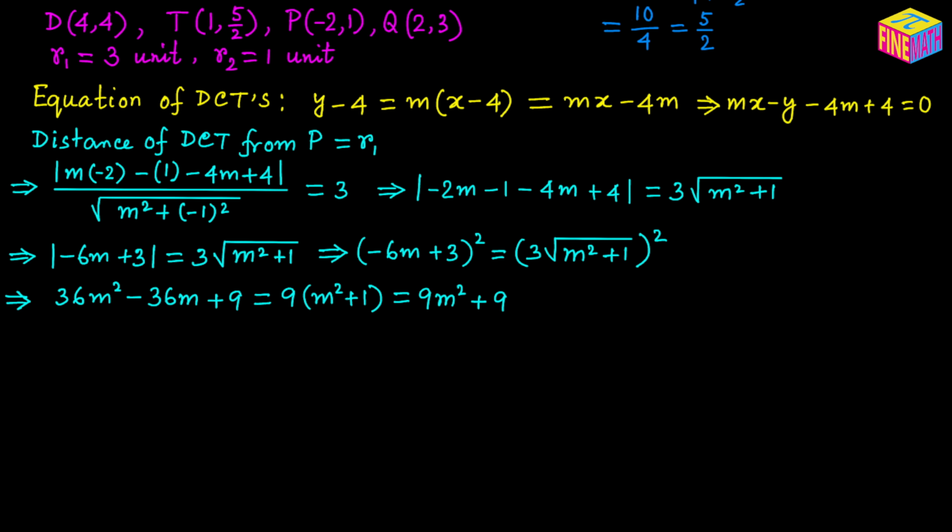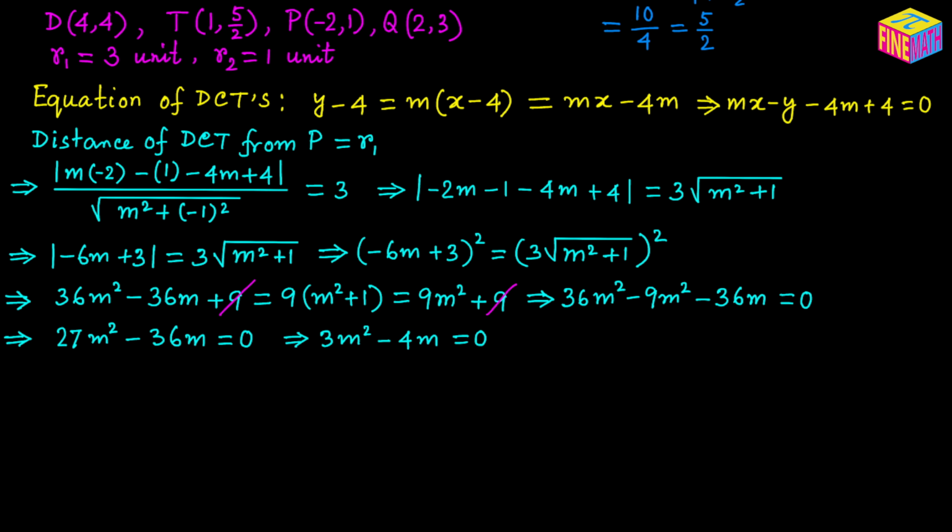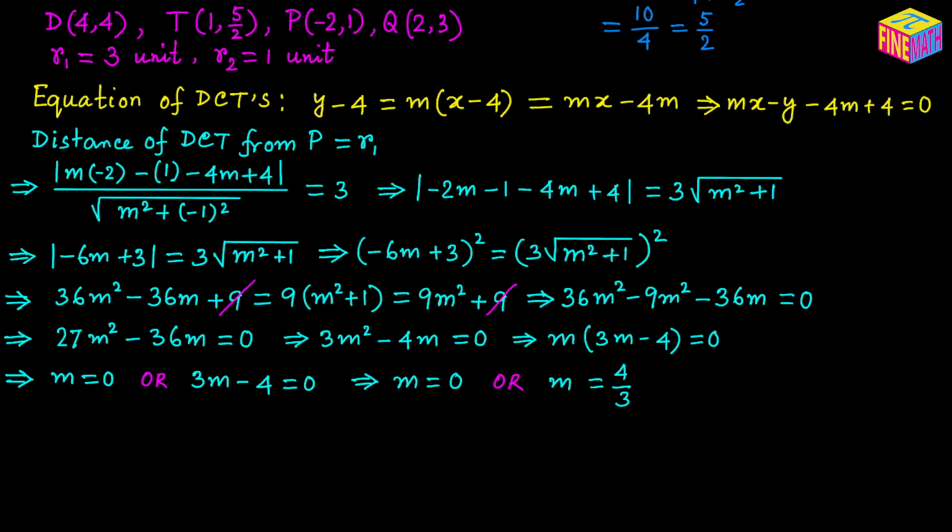And you see there is a positive 9 on both sides, which will cancel out each other. So our equation is going to look like this, which is essentially like this: 27m squared minus 36m equals 0. And from here we can say that this is nothing but 3m squared minus 4m equals 0. We divided both sides of that equation by 9, so we get 3m squared minus 4m equals 0. And from there we can say that m times 3m minus 4 equals 0. And from there we have the two possible values of m, that m is equal to 0 or m is equal to positive 4/3.